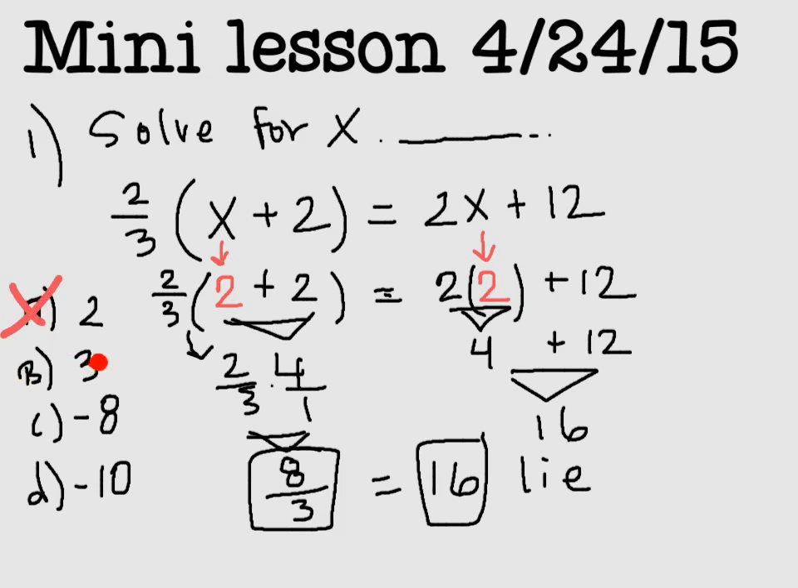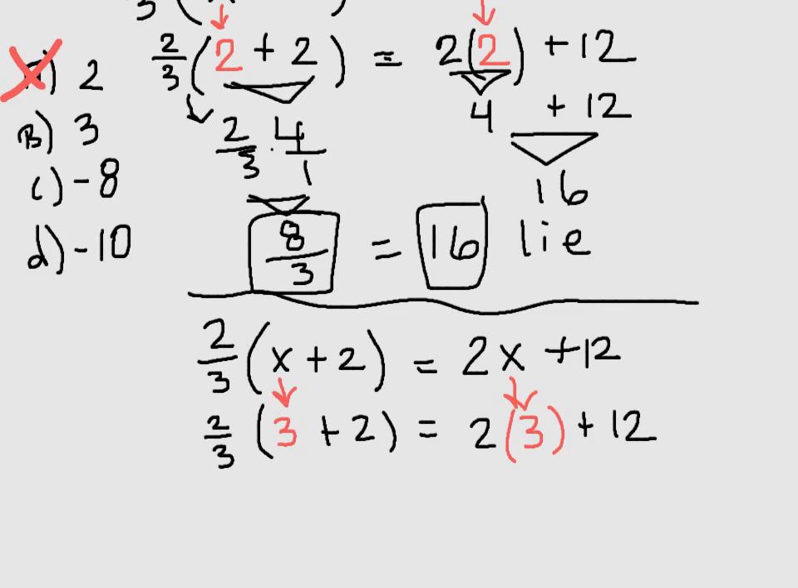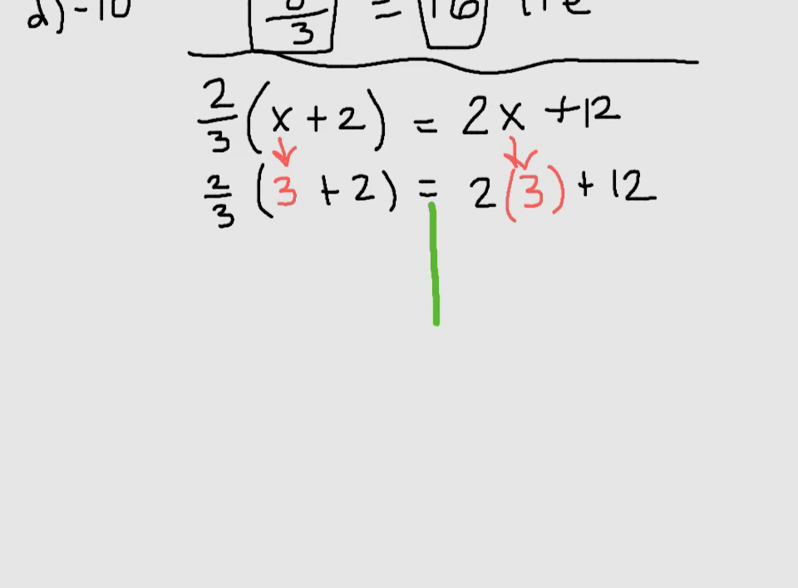Let's check to see if the answer is B. We're going to do the same exact process, but instead of plugging in a 2, this time we're going to plug in a 3 wherever we see an X. I will show you the work below. Okay, so here I plugged in this 3. Wherever I saw an X, I put a 3. Let's work it out to see if this works.